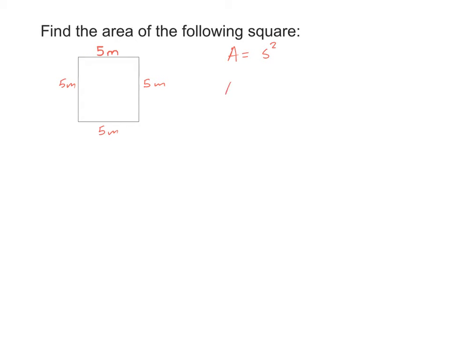So we have A equals 5 meters, and all this is to the second power. And our answer is going to be 5 times 5, 25. And our units are meters squared. And we are done with the second problem. Took us about 1 minute to finish this.